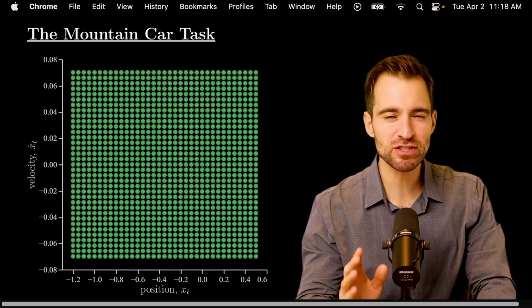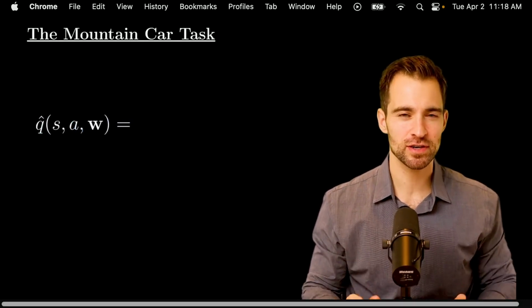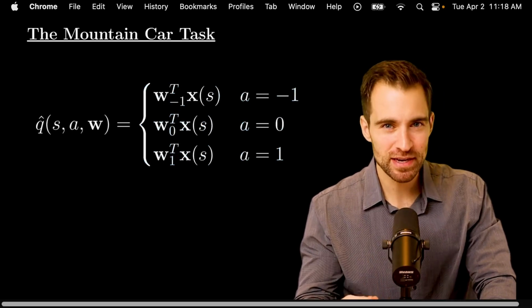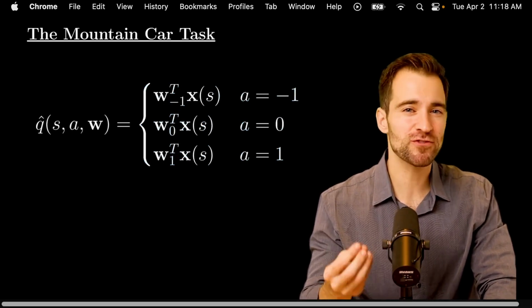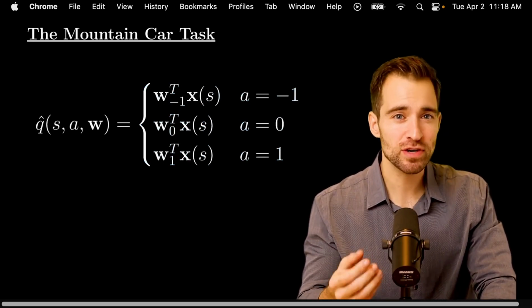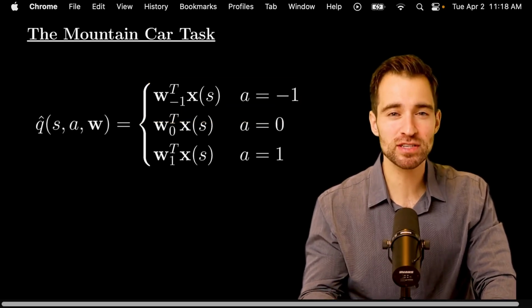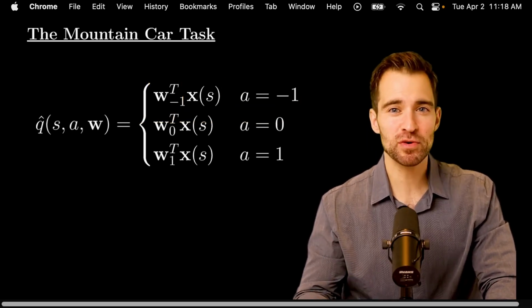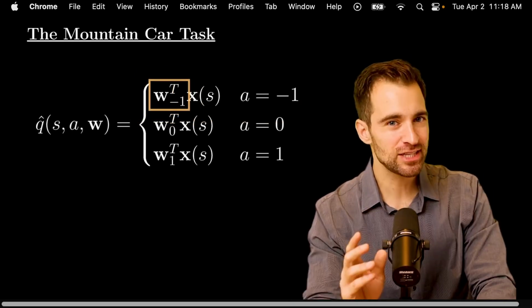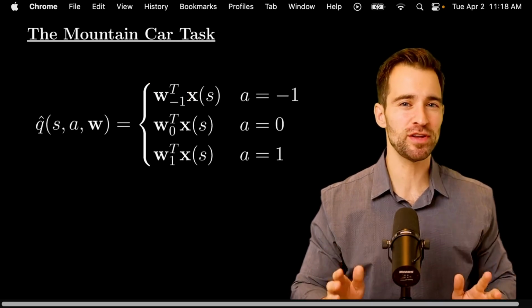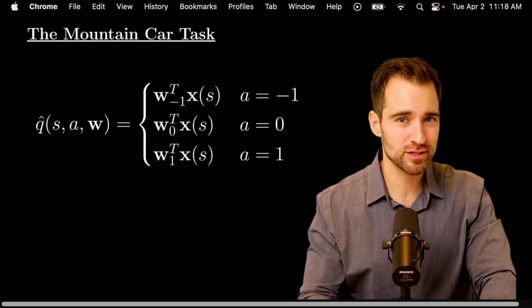Okay, so how do we actually form our action value function? Well, it's written like this. What's happening is we have a dot product for each action. For example, the action value of throttling backwards is the dot product of our features and a parameter vector specific to this action. And don't let this case-wise definition fool you. This could be reorganized into a linear form, so we aren't breaking with anything that was explained earlier.